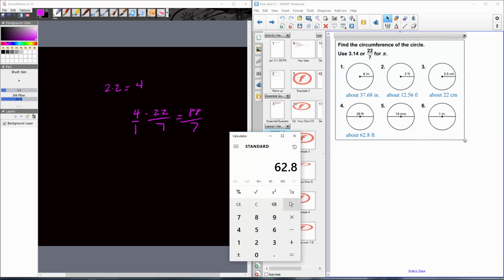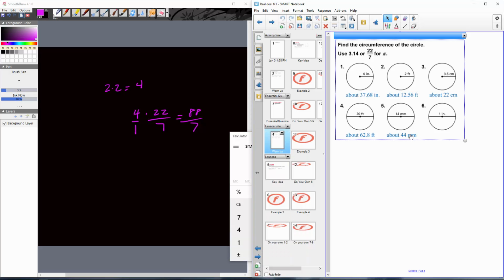This here is 14 times 3.14, which is about 43.96, so close to 44. And this one, of course, is 1 times 3.14, which is just 3.14.